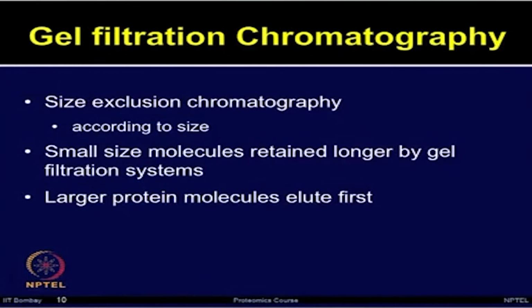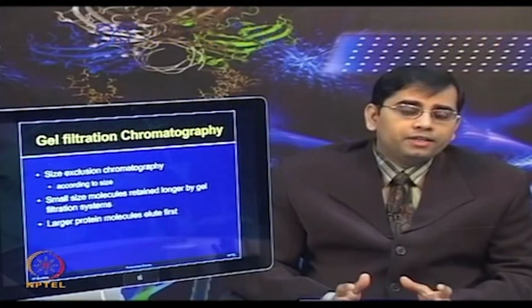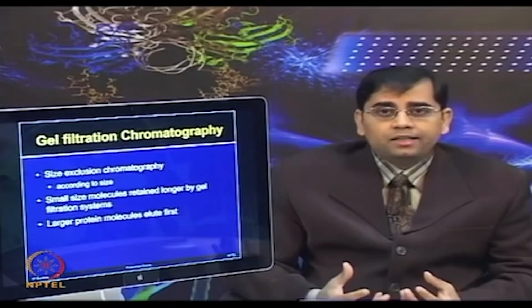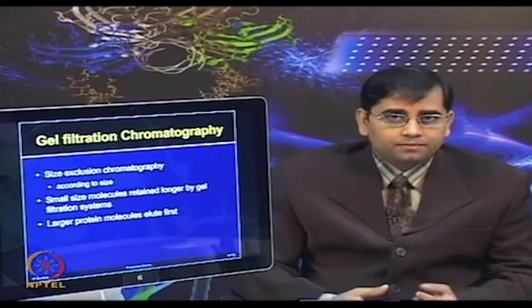Gel filtration chromatography is also known as size exclusion chromatography. It means the molecules are separated according to size. Small molecules, such as salt, will be retained longer by the gel filtration system, and larger molecules such as proteins will elute first, because they cannot enter inside the porous beads, and this can be used to separate proteins based on size.